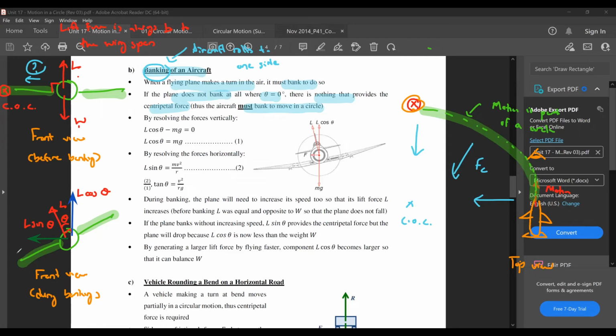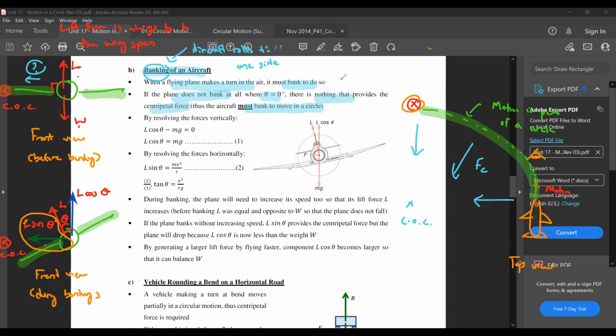So if I'm trying to move in a circle and I tell you that this is the center of my circle, I actually now have something that acts as my centripetal force. In my case, it's actually L sine theta. L sine theta is actually helping me to provide the centripetal force so that I can move in a circle. All right, that's the reason why your aircraft needs to bank right now, so that you can have a force that acts as your centripetal force. If you don't bank, there's no centripetal force. So in your case, your aircraft must bank in the first place.